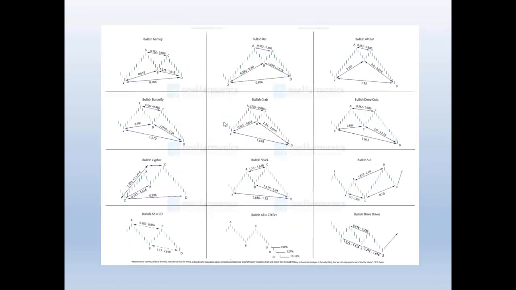Next slide is the same thing as the bullish ones. Just write down the patterns you need to study: Gartley, bat, butterfly, crab, deep crab, cipher, shark, alternate ABCD pattern. Those are just harmonics that you need to know, you need to study them, and you need to know how to spot them.